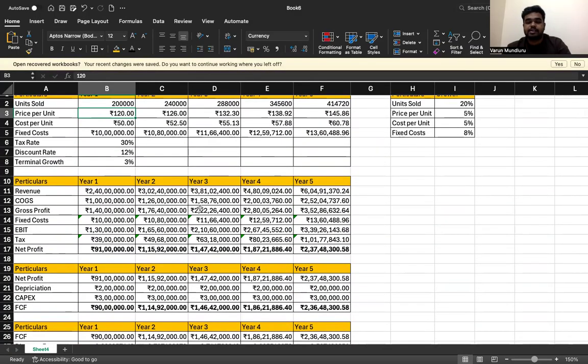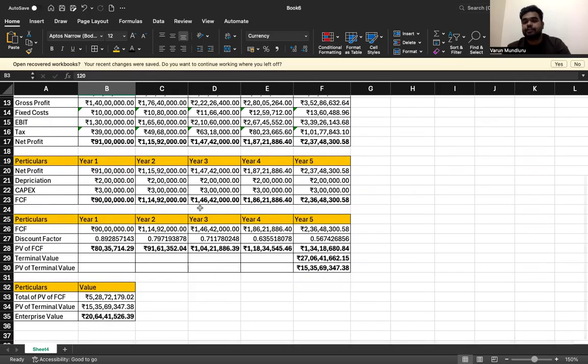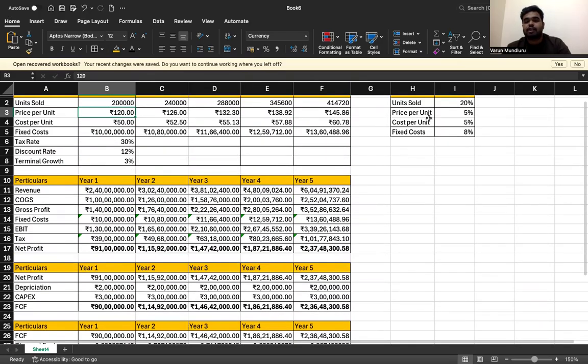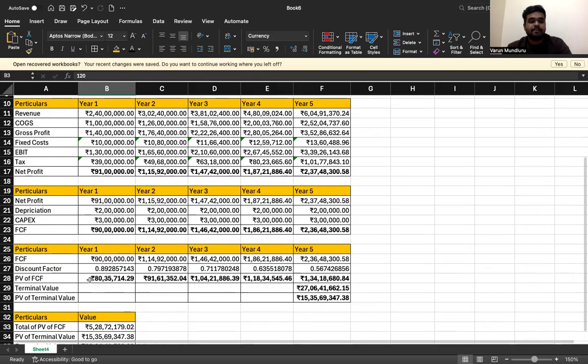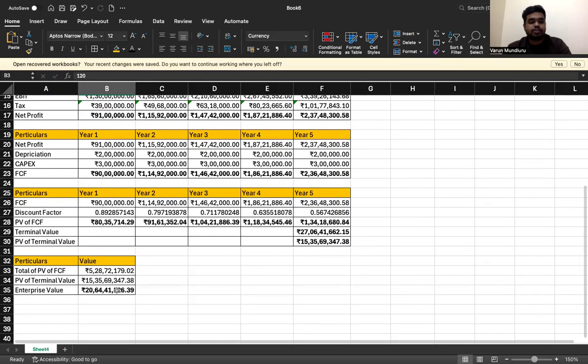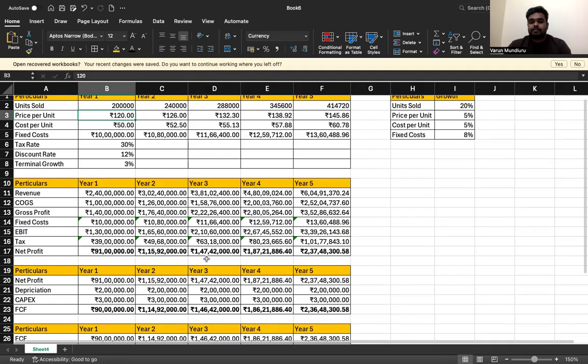So by having this model, we can find the enterprise value of a firm by just changing one or two inputs, and we can find the free cash flow, the net profit, the terminal value, and also what will be its free cash flows. Everything we can find through this. And that brings us to the end of this one sheet financial modeling exercise.